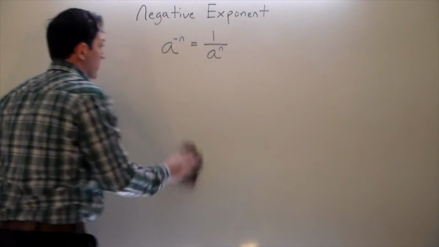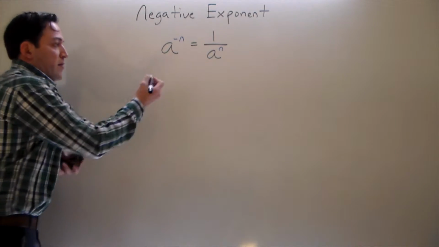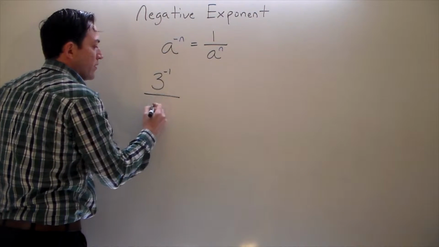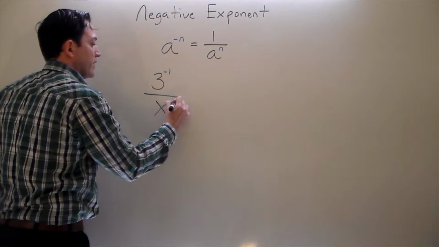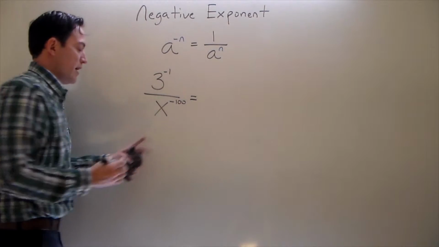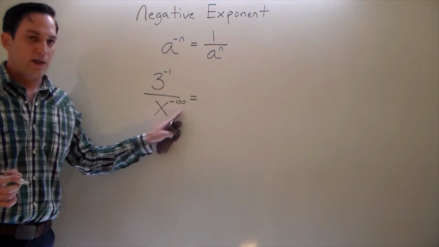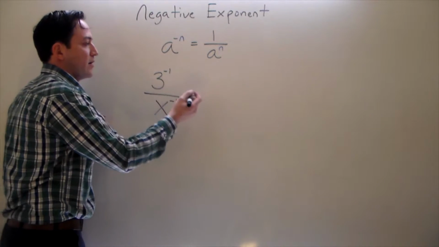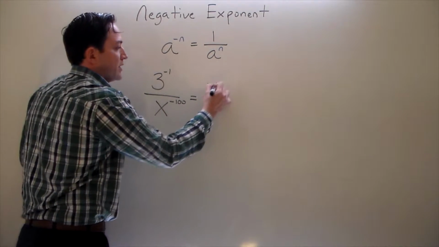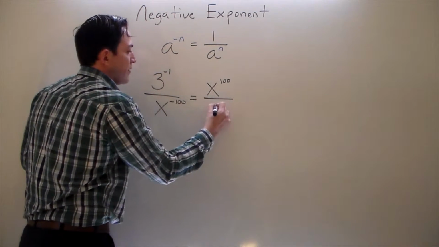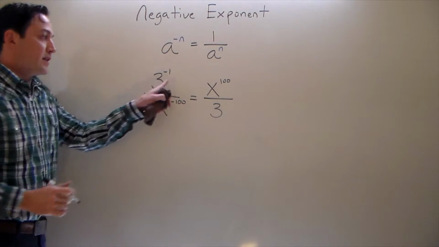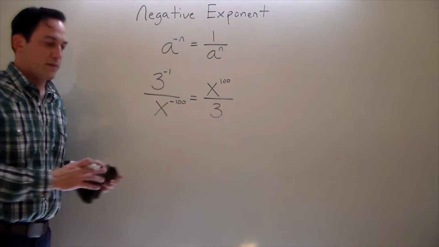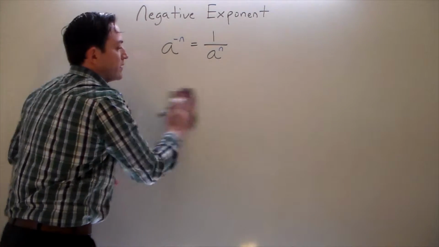Let's do one more. Let's do one maybe where they both move. So we have one right here. This is 3 raised to the negative 1 over x raised to the negative 100. It doesn't matter how big or small the exponent is. You can still just move it and lose the sign. So right here, these would just flip-flop. I would just have x raised to the 100 divided by 3. In this case, the 3 had a negative exponent and it just moved to the bottom.